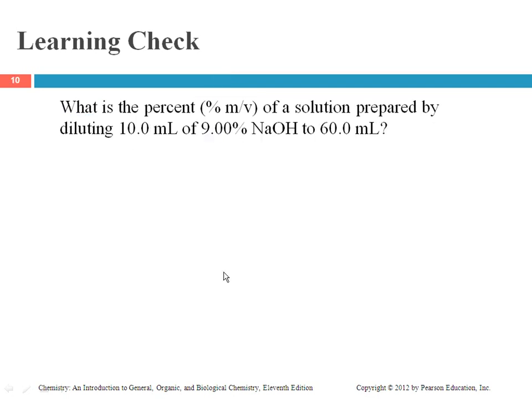We can do this yet another way with different units. So really, it's the same equation, but we can use different units. Now we've got our mass volume. What is the percent mass volume of a solution prepared by diluting 10 mL of a 9% NaOH solution to 60 milliliters? Okay, so we're looking for our C2 again.